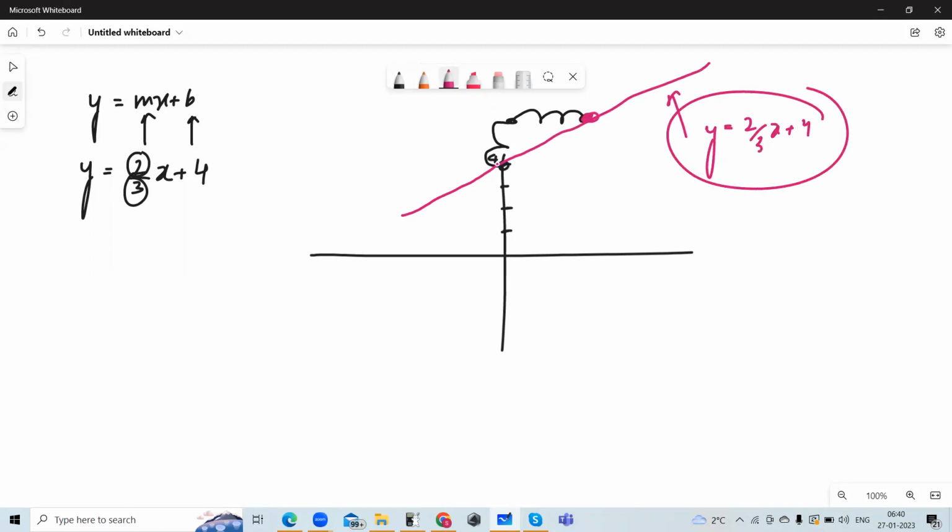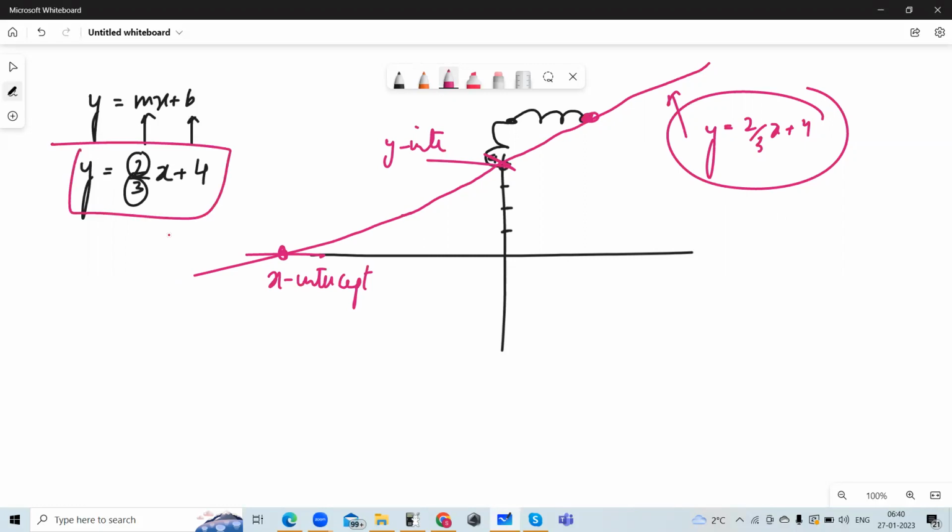And the point where the line cuts the y-axis, that's called the y-intercept. And where the line cuts the x-axis, that's called the x-intercept. Now, if you know the equation of a line, will you be able to directly calculate the x-intercept? How can you? If you make the y equal to 0. Very good. Because at the x-intercept, y is 0.